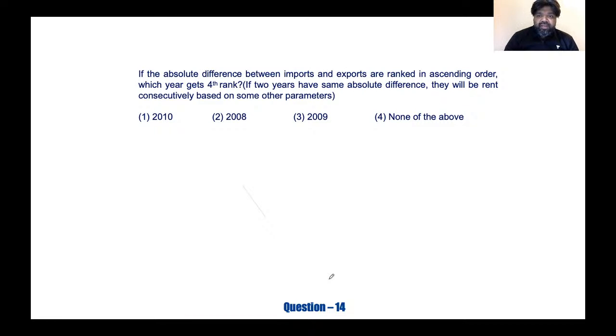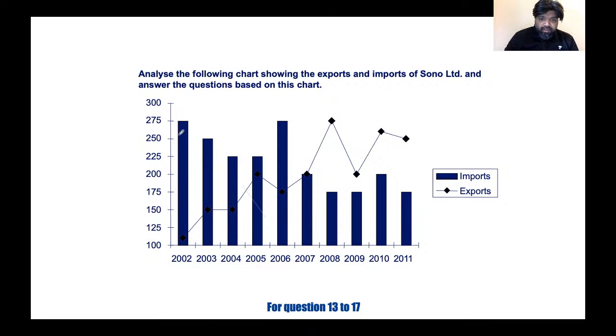If the absolute difference between imports and exports are ranked in ascending order, which year gets the fourth rank? ये तो निकालना पड़ेगा. देखो यहाँ तो rank 1 लग रहा है, यहाँ पे तो बिल्कुल differences, चलो हर की difference दिखा, 275 minus almost 100, the difference is 175. 250 minus 150, 100. 225 minus 150, 75. 25. 275 and 175, 100. 0. 275 and 175, again 100. 200 and 175, 25. 250 and 200, 50. 250 and 175, 75.